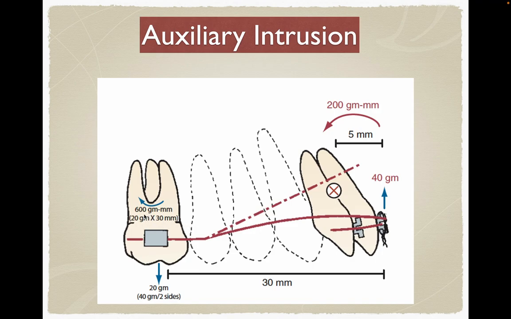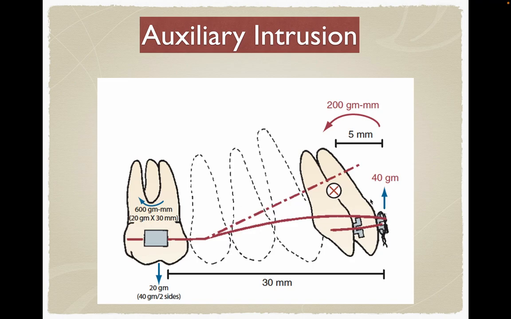That will generate a 600 gram-millimeter moment that will rotate this molar distally. Now, if you go to the incisors, we are applying the force away from the center of resistance by 5 millimeter. Here is the molar, here is the center of resistance. The distance from the center of resistance to the point of force application was 30 millimeter, and that's why we have a huge amount of moment generated on the molars.